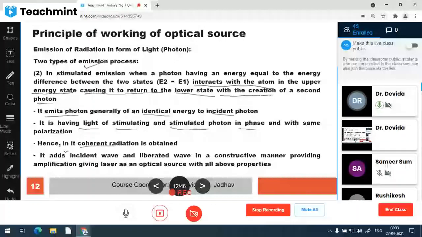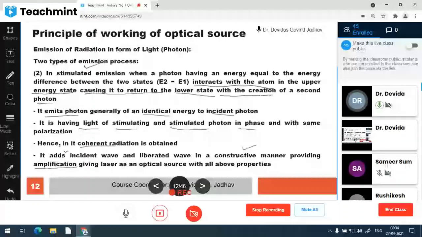And as this is coherent, these two photons add, the incident wave and the radiated wave, in a constructive manner. Because they are in phase, the addition is constructive. And this constructive addition provides what? Amplification. Both the photons support each other. They do not cancel each other. So that's why it is amplification, addition together in a constructive manner.